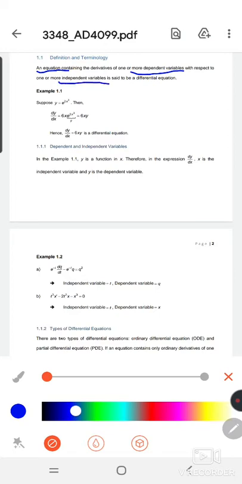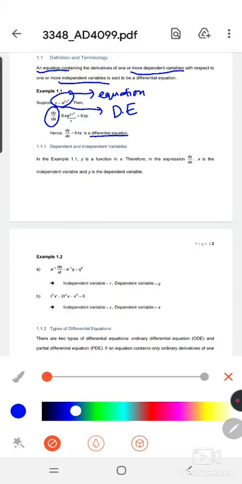Okay, so here, for example 1, y equals e^(2x^3). This one we call an equation, or persamaan. And then dy dx is a differential equation. So first you must differentiate between an equation and a differential equation. If it is an equation, it is y equals to something; if it is a differential equation, it is dy dx.